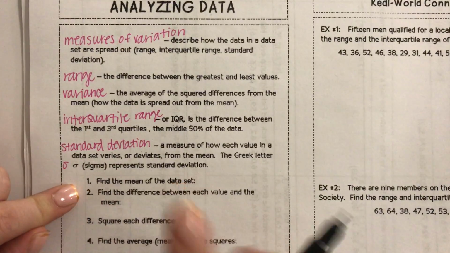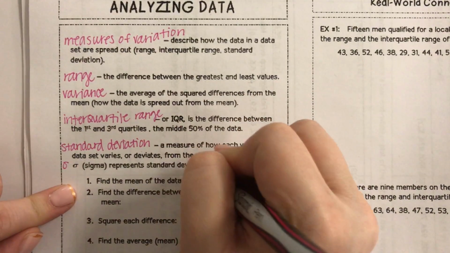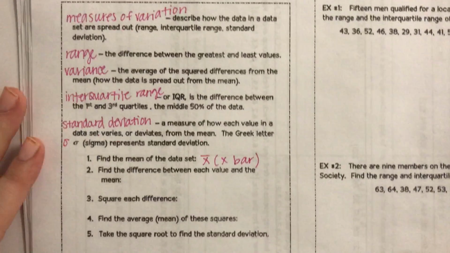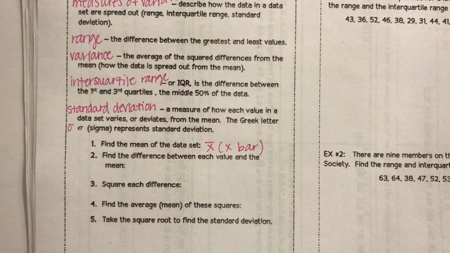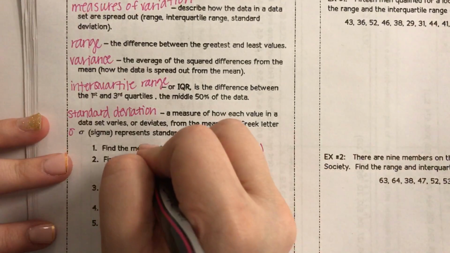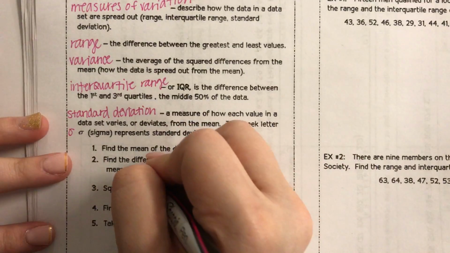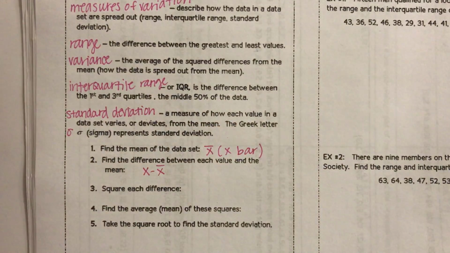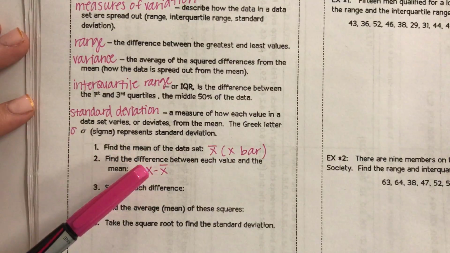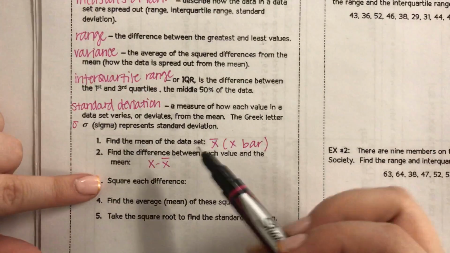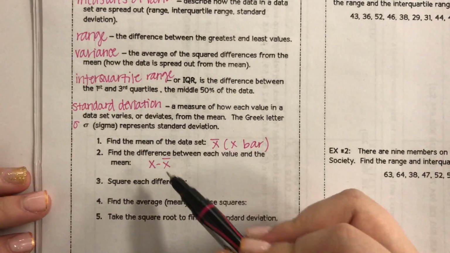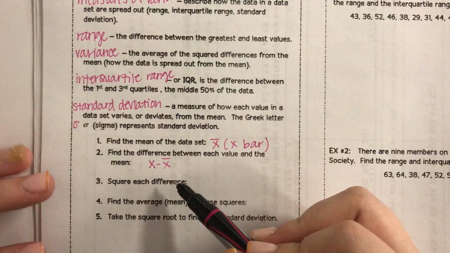Find the mean of the data set. We call that x bar. Remember, x bar. That one we learned in concept number 4. Find the differences between each value and the mean. So what you're going to do is you're going to take the value and subtract the mean from it. Some values are going to be less than the mean, some values are going to be more than the mean, and that's okay. You're going to take each value, so you're going to make a table, and we'll do this together in the video and then in class, and subtract the mean from each value.